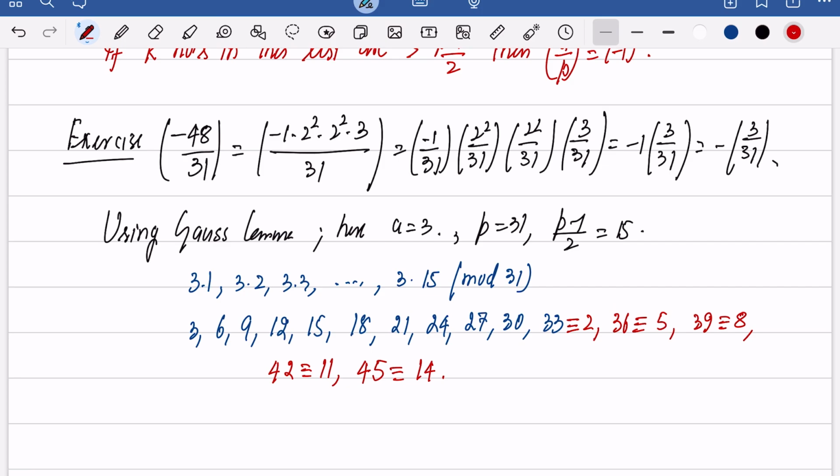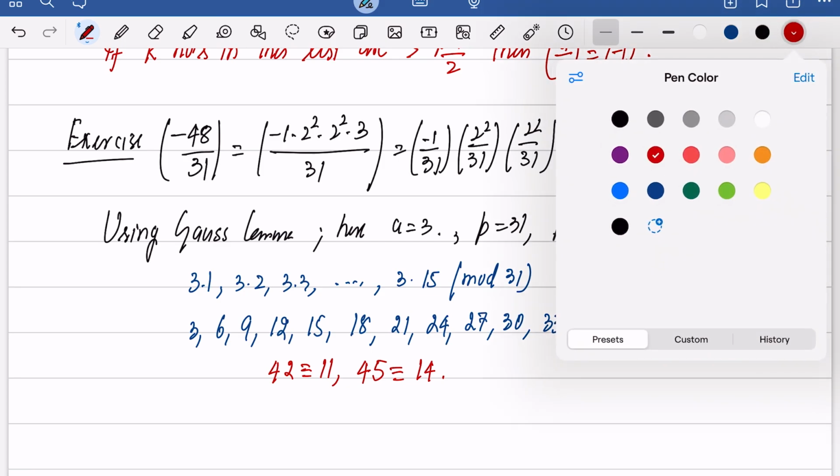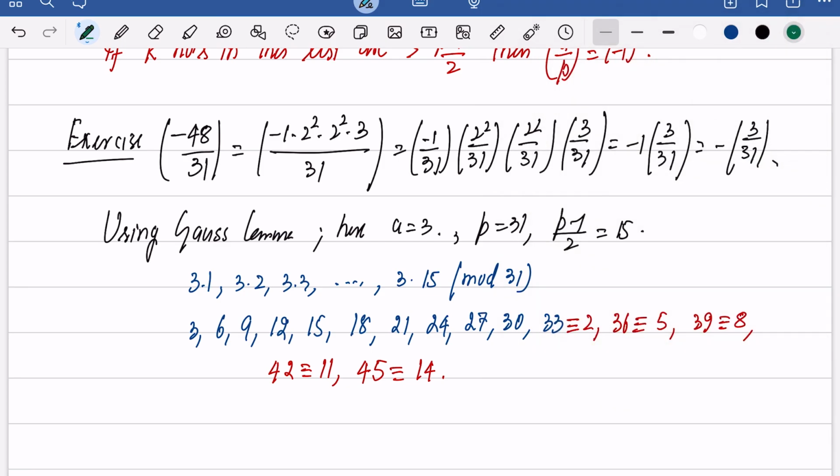So now let's look for the numbers which are bigger than (p minus 1) by 2 modulo 31. So (p minus 1) by 2 is 15. So we have to look for the numbers which are bigger than 15 but in modulo 31. So bigger than 15 is 18, 21, 24, 27, 30 and now not 33. So these are the numbers which are bigger than (p minus 1) by 2. So these numbers are 5 in number.